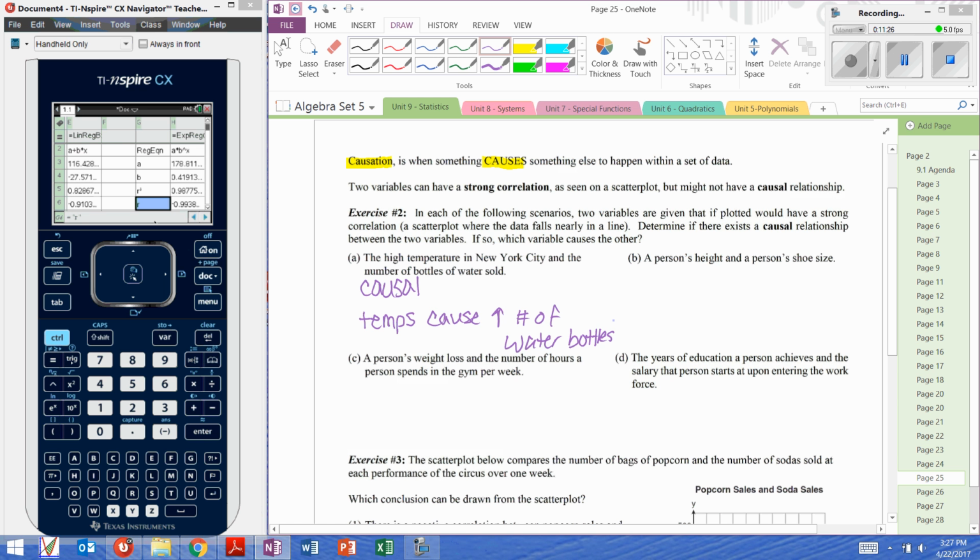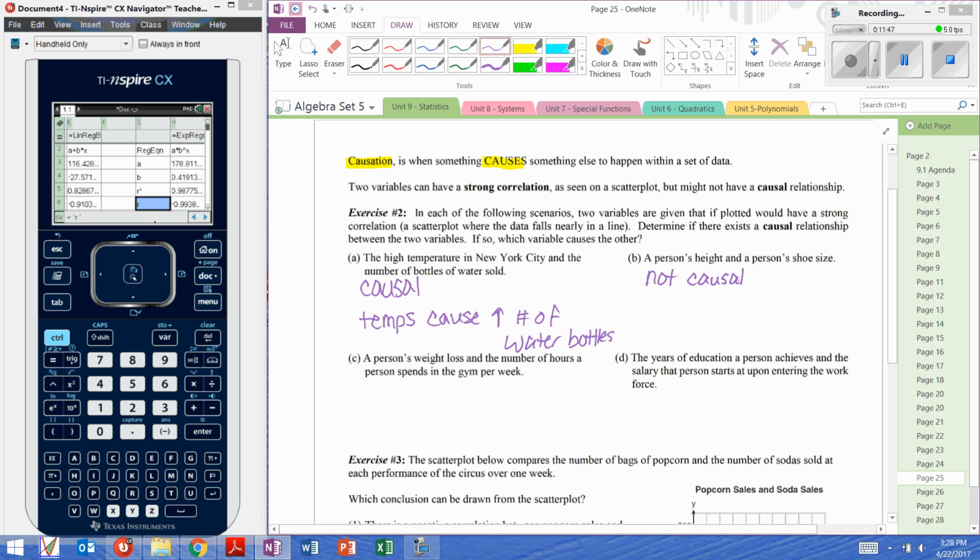Okay, B, a person's height and a person's shoe size. I would say that this is a no. This is not causal, because it's not like if your feet grow that you automatically get taller, or if you get taller, your feet automatically grow. It just doesn't always necessarily happen that way.